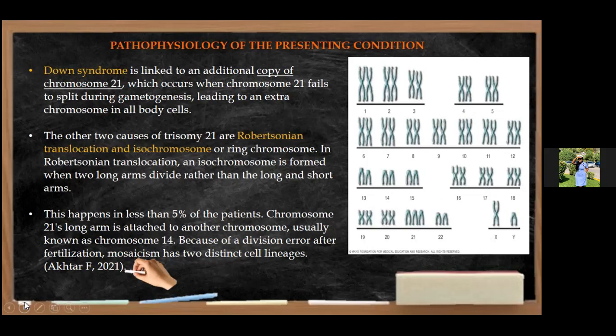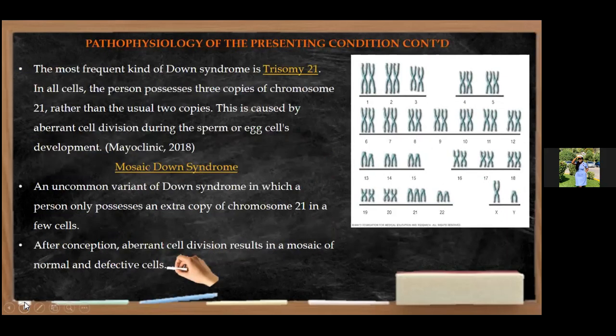Chromosome 21's long arm is attached to another chromosome, usually chromosome 14. Because of a division error after fertilization, mosaicism has two distinct cell lineages. The most frequent kind of Down syndrome is trisomy 21. In all cells, the person possesses 3 copies of chromosome 21 rather than the usual 2 copies. This is caused by aberrant cell division during sperm and egg development.